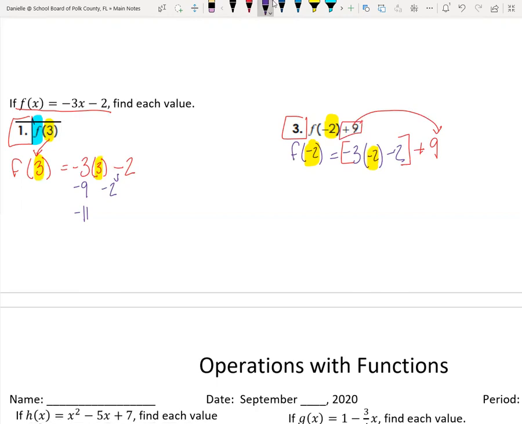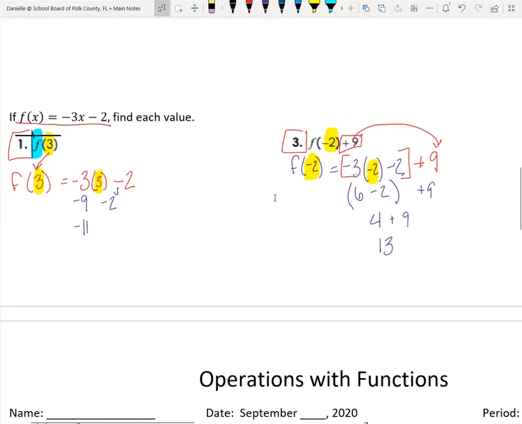So let's go ahead and solve inside of our parentheses. Negative 3 times negative 2. Well, a negative times a negative becomes a positive, and 3 times 2 gives me 6. Minus 2 plus 9. And 6 minus 2 gives me 4. 4 plus 9 gives me 13. So we could say negative 2 is our x, and 13 is our y. We could say negative 2 is our domain, and 13 is our range. We could say negative 2 is our input, and 13 is our output. All are the same.